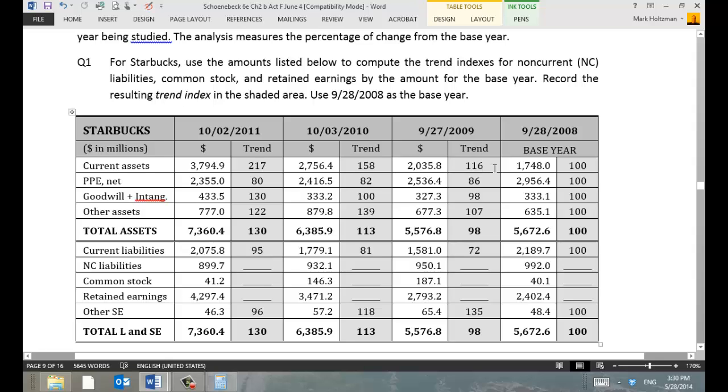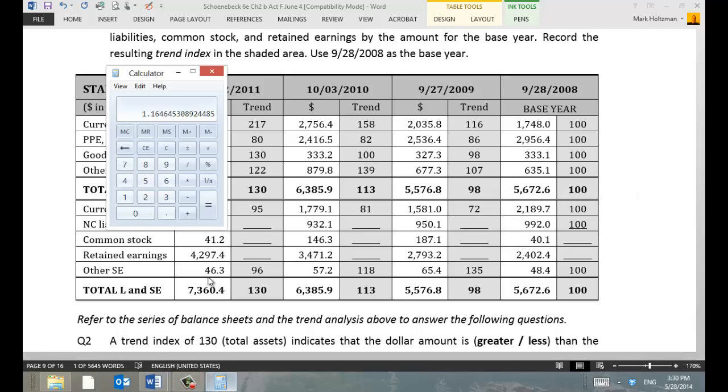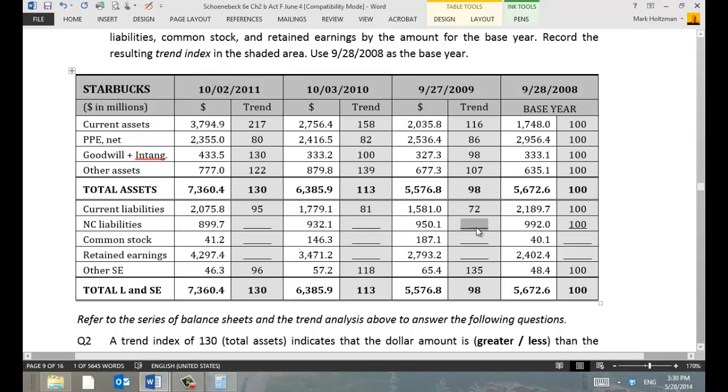So most of this is worked out for you, but let's do non-current liabilities, common stock, and retained earnings right now. For example, non-current liabilities would be 100 for the base year. For the next year, it would be 950.1 divided by 992, or 0.9577. So that would be 96. Now do this for the remaining items.